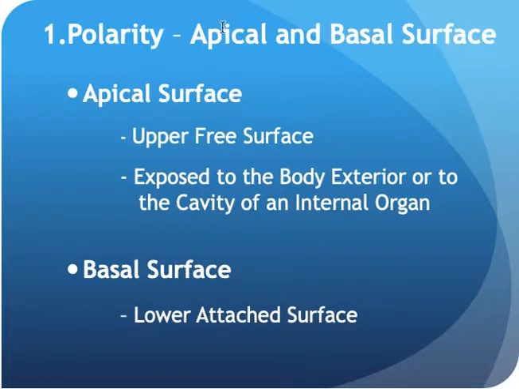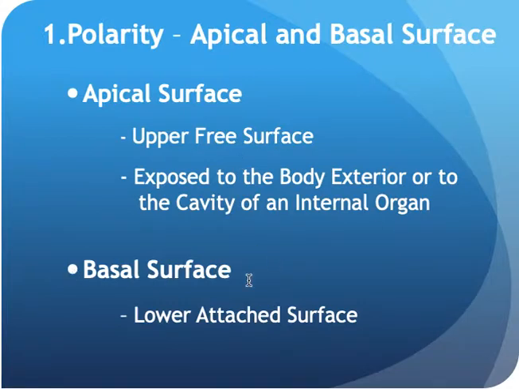So in polarity, we're talking about this apical and this basal surface. And again, we're usually talking about a top and a bottom. But the apical, or the apex, is going to be the upper free surface. And we're going to see a picture here in a second. This is going to be the part that's exposed to the body exterior, or to the cavity of an internal organ. Okay, so this is the part that gets exposed to everything, and obviously when you're getting exposed to stuff, this is a part that's going to get damaged a little bit more easily.